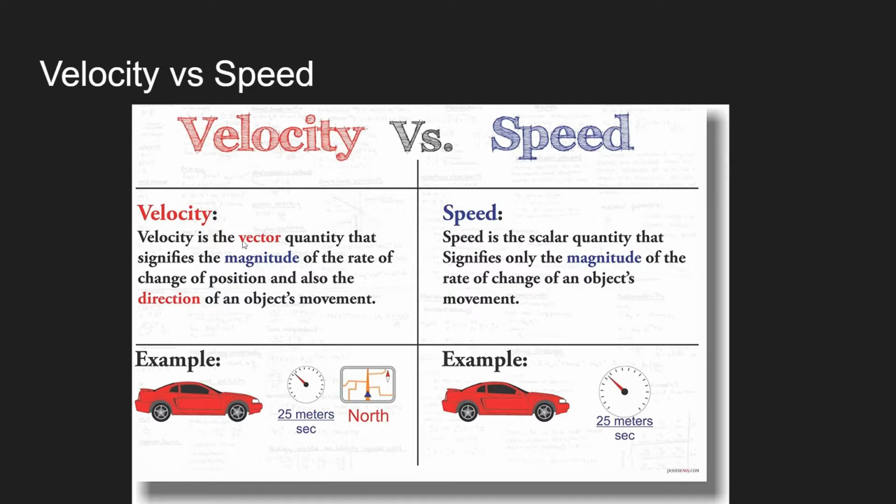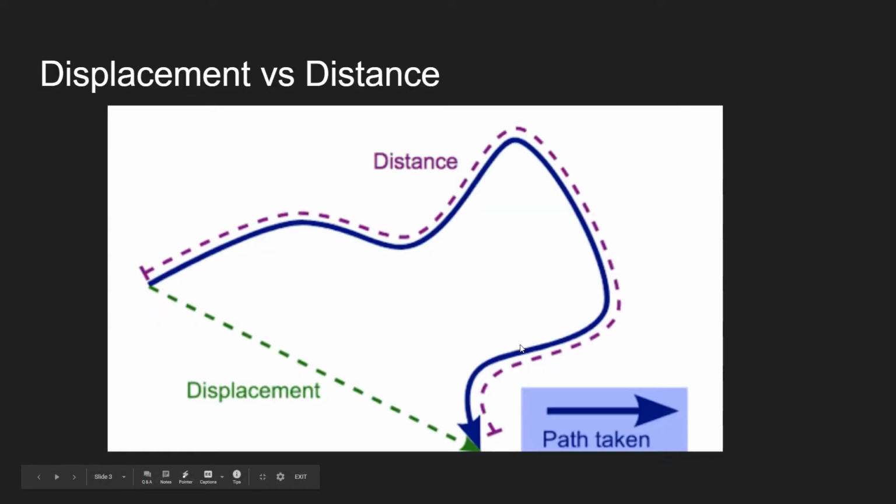So velocity is the vector quantity that signifies the magnitude of the rate of change of position, and also the direction of an object's movement. While speed is simply I'm going 25 miles an hour. So you can see how these two things are unique. Speed simply shows the rate of change in that object's movement, while velocity shows not only the rate of change, but also the change in direction as well.